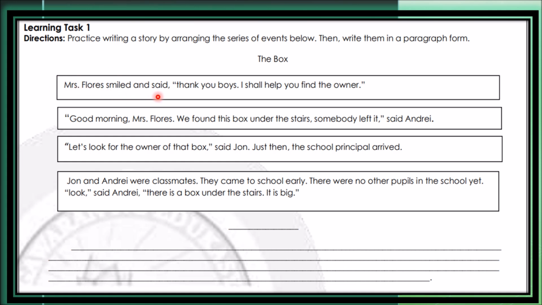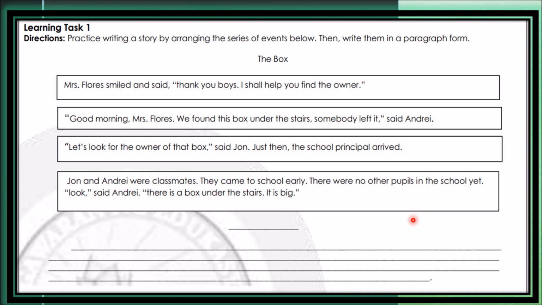Mrs. Flores smiled and said, "Thank you, boys. I shall help you find the owner." "Good morning, Mrs. Flores. We found this box under the stairs. Somebody left it," said Andre. "Let's look for the owner of that box," said John. Just then the school principal arrived. John and Andre were classmates. They came to school early. There were no other pupils in the school yet. "Look," Andre said. "There is a box under the stairs. It is big." So, the direction here: you're going to practice writing a story by arranging the series of events.